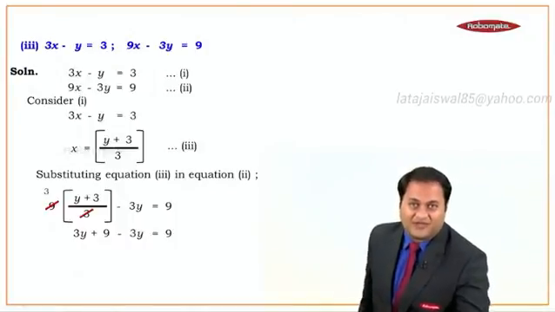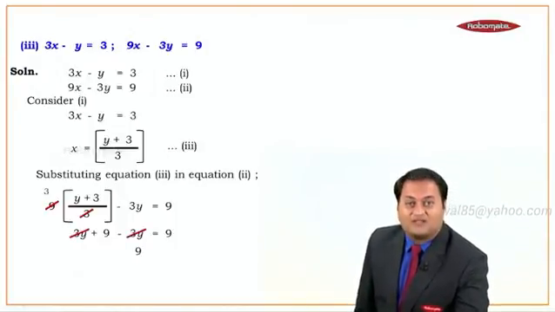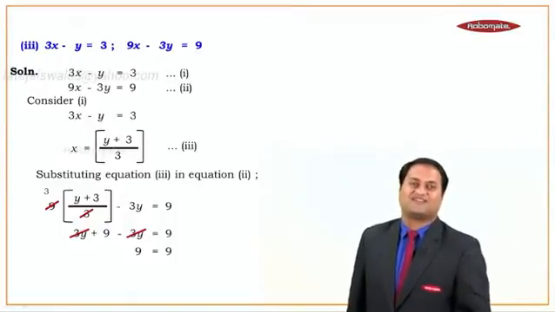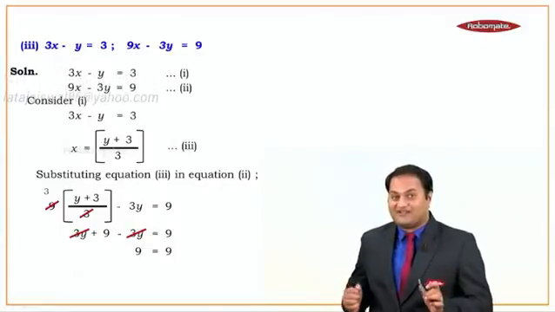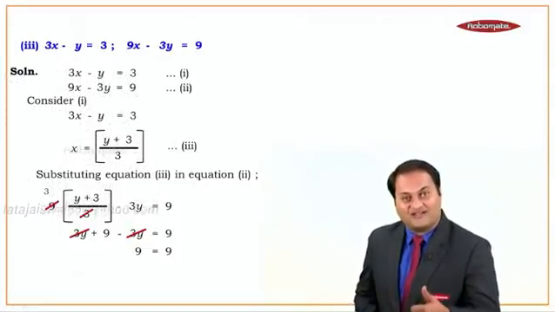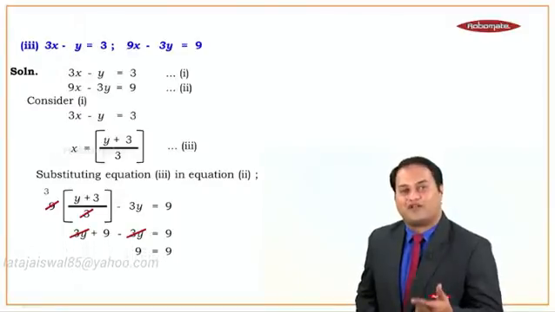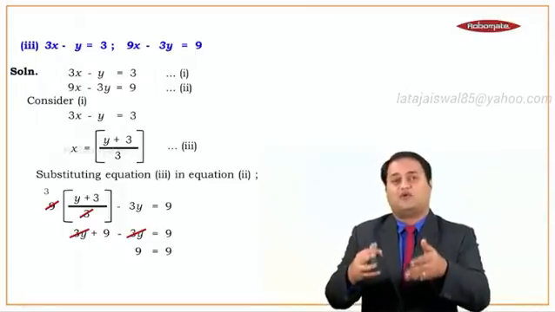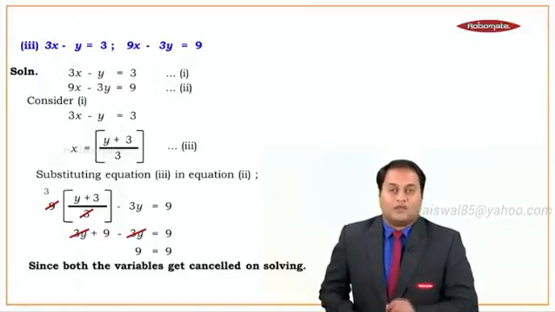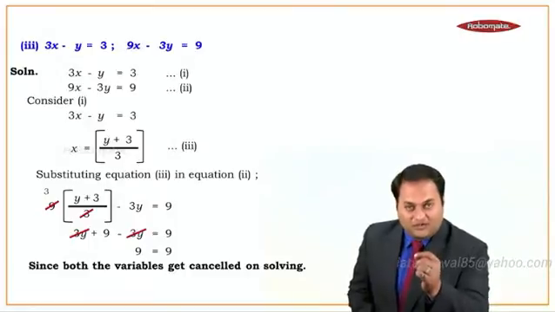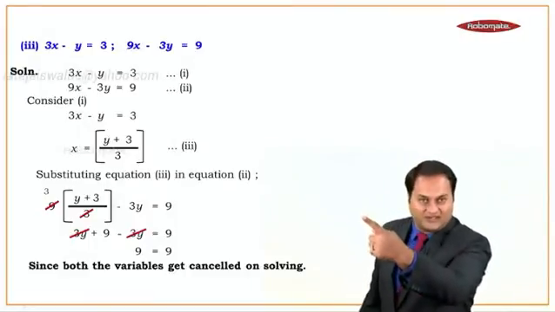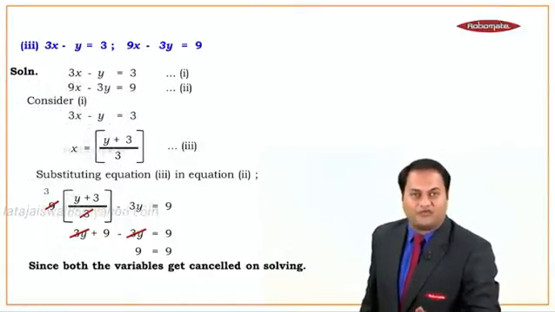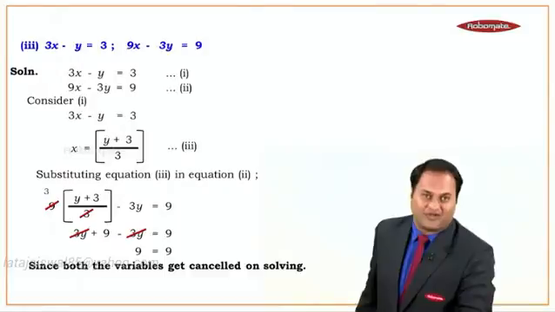See what happens now. Plus 3y and minus 3y get cancelled and you are left with 9 is equal to 9. Now what happened here? X got cancelled, even y got cancelled. You don't have any variable left here. You are getting something like 9 is equal to 9. Since both the variables are getting cancelled on solving, x we eliminated by substituting and y got cancelled here. We could not find the value of y, so there is no question of you finding the value of x.